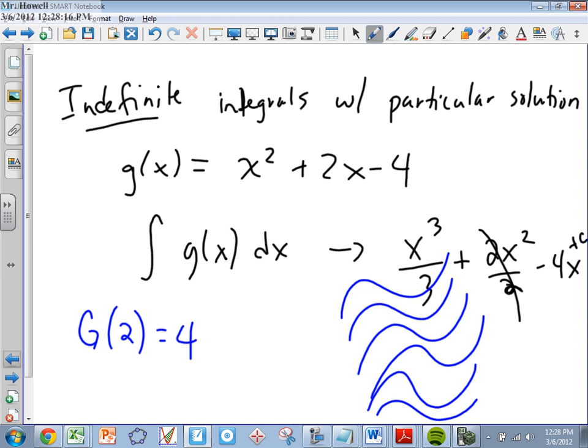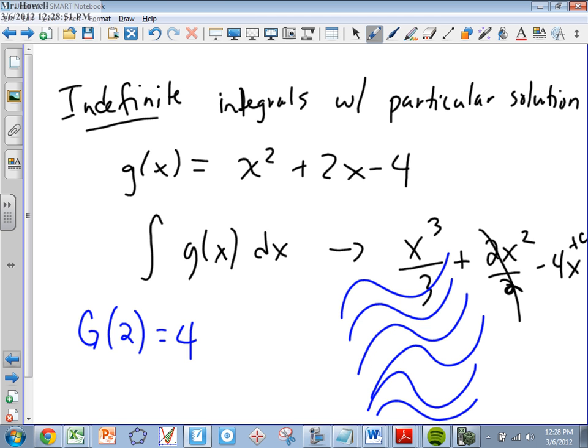So here, if I tell you that G of 2 is 4, this means the integral, you want to write this in words probably, okay? I would write this out like this and then write what I'm saying right now. The integral, when evaluated at x equals 2, is equal to 4. Again, this statement means the integral of g, that's what capital G is, when evaluated at x equals 2 is equal to 4.